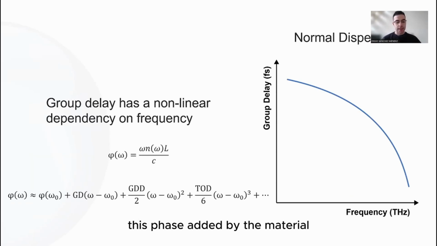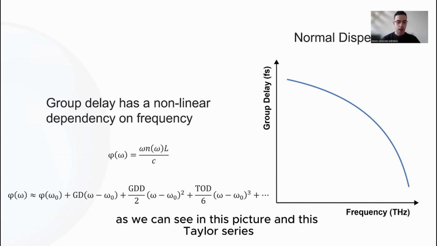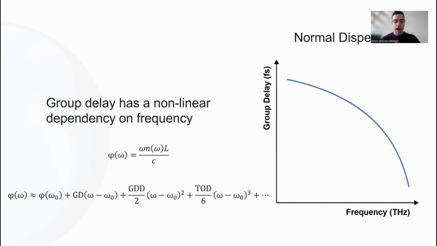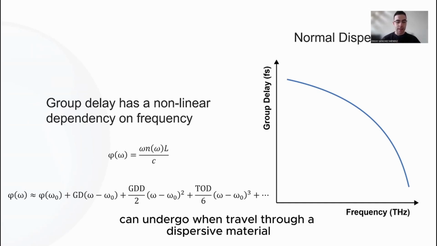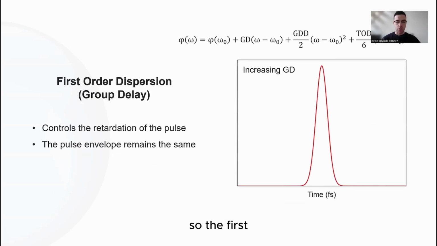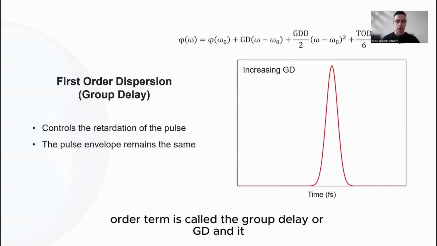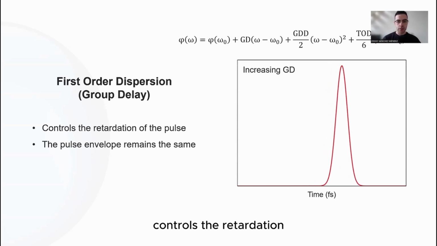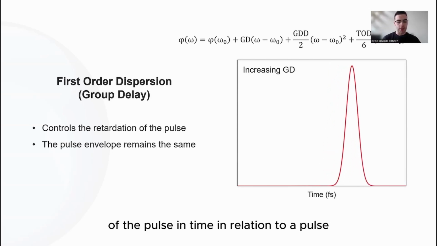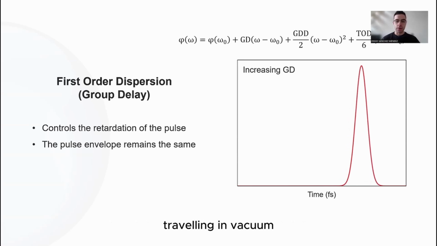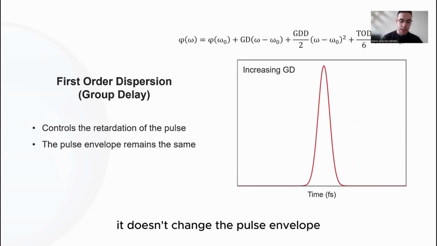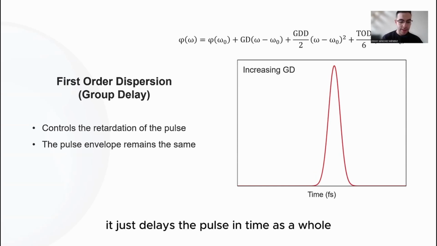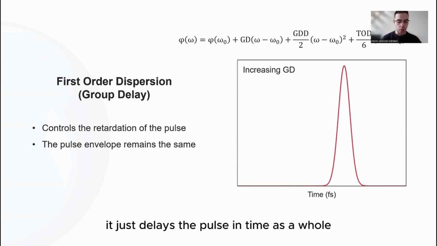This phase added by the material can be expanded as a Taylor series, as we can see in this picture. And this Taylor series allows us to see the different effects that a laser pulse can undergo when traveling through a dispersive material. So the first order term is called the group delay, or GD, and it controls the retardation of the pulse in time in relation to a pulse traveling in vacuum. It doesn't change the pulse envelope, it just delays the pulse in time as a whole.